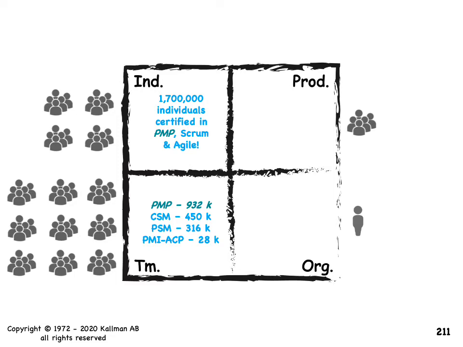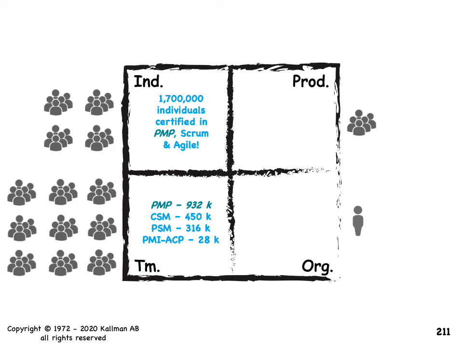PMP, last I checked, last fall, around October, November, there are around 932,000 active PMPs worldwide. For the CSMs, it's hard getting numbers out of them. Last number I had was 450,000. For the Professional Scrum Master, they had 316,000. And if you include PMI's ACP, that's almost another 30,000. So all that together adds up to roughly 1.7 million in the left 2 boxes.